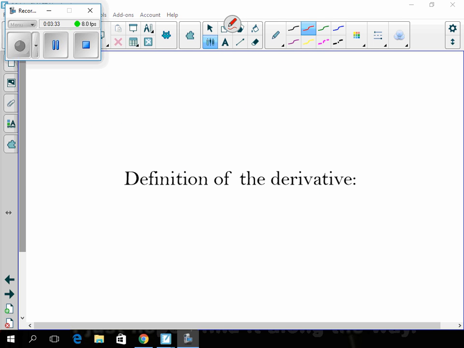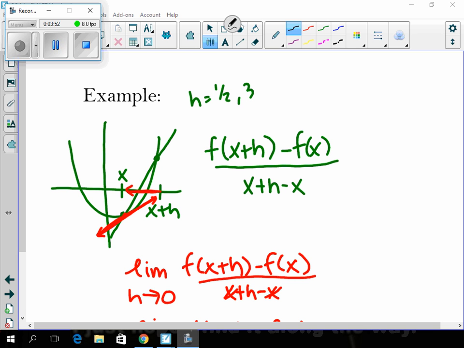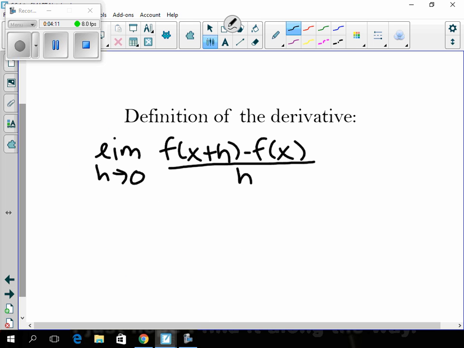So we have a special name for that limit that we just talked about, and it's called the definition of the derivative. So the limit as h approaches 0 of f of x plus h minus f of x over h. So what is the derivative? Looking back on this slide, we can see that instead of a secant line, now we're dealing with a tangent line. And remember in geometry, we had the circle touched at 1 point, that was our tangent line. So our derivative is essentially the slope of our tangent line.